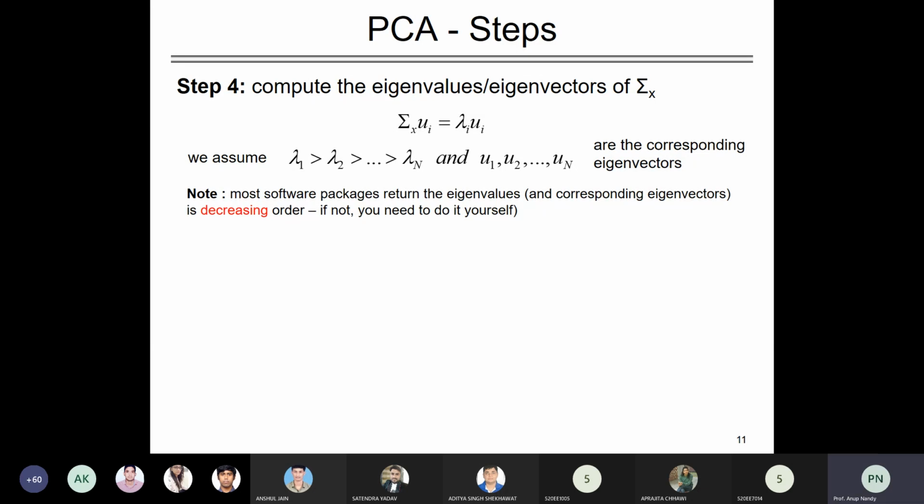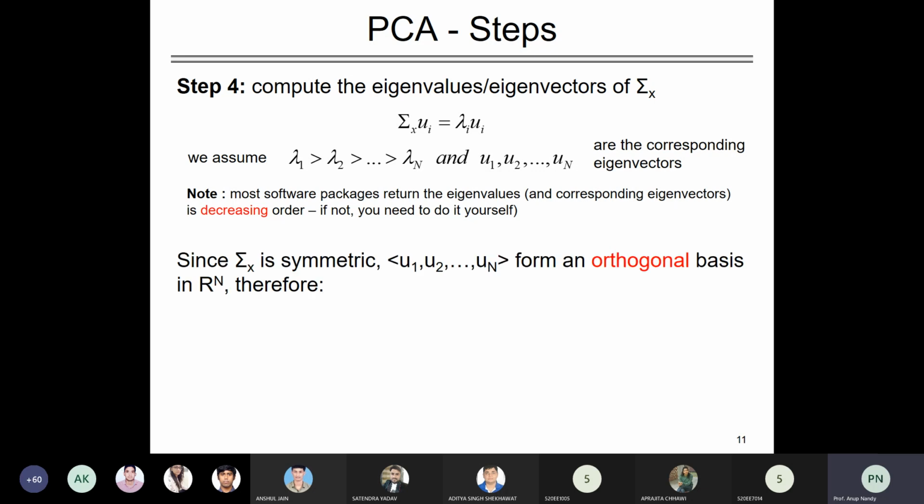Most software packages will return the eigenvalues with the corresponding eigenvectors in decreasing order. If not, then you need to do it by yourself. So that's why I'm telling you to find the functions in MATLAB, and in Python you need to see which function to use for computing the eigenvectors from the covariance matrix.